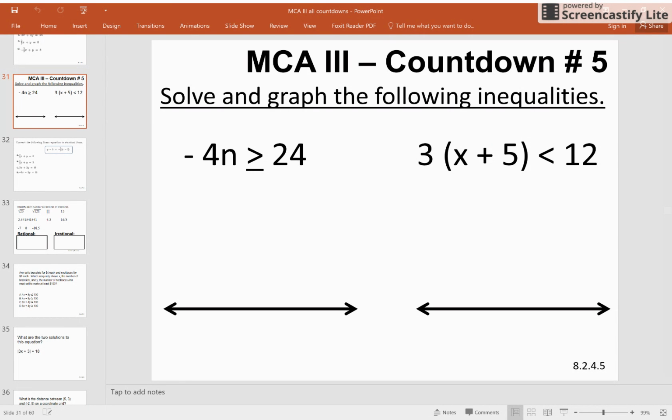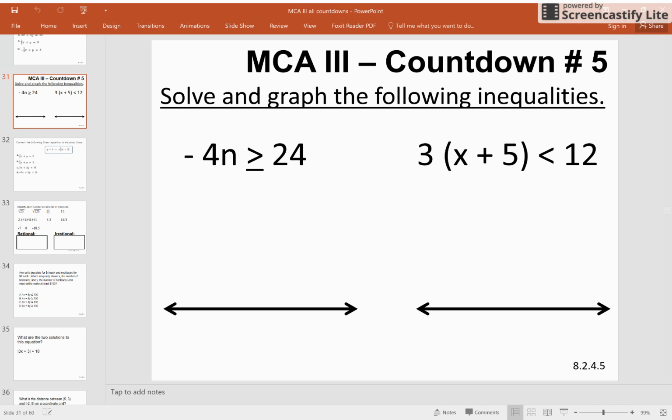One thing I can distribute right away to get 3x plus 15 is less than 12, and subtract 15 from both sides. 3x is less than -3. Divide by 3, divide by 3, and left with x is less than -1. So this is 0, this is -1, open on -1 because I can't be directly on that. It has to be less than -1, and going to the left because it is less than.